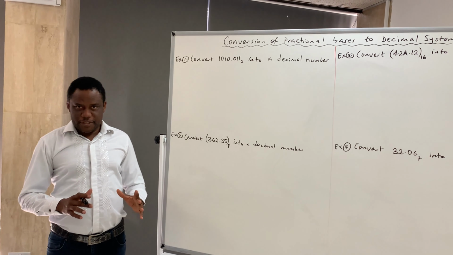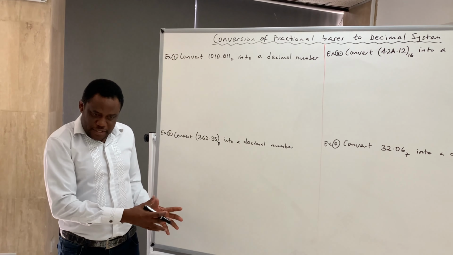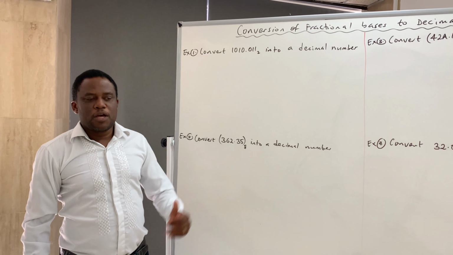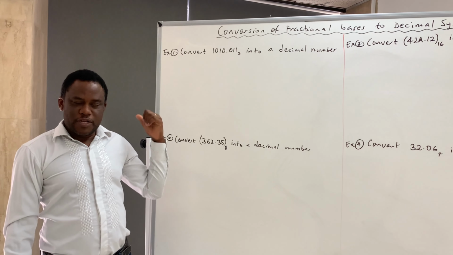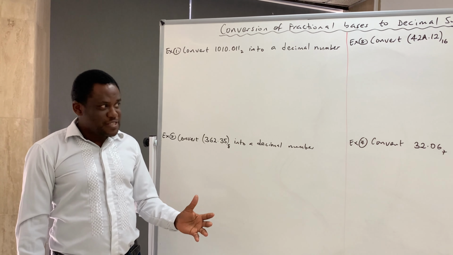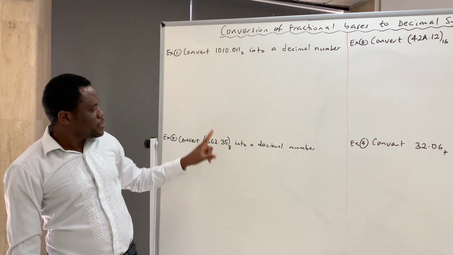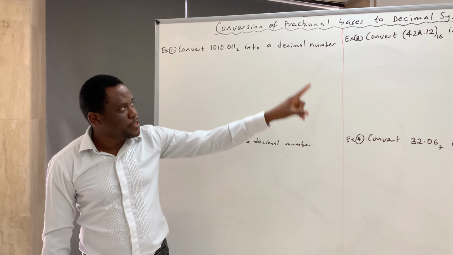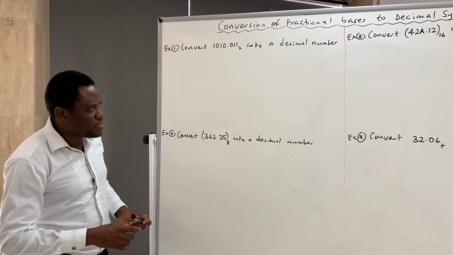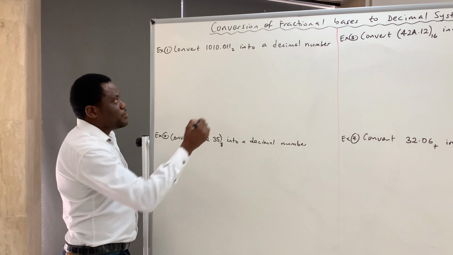How to convert fractional bases to decimal. What we just finished in the last video was whole numbers, right? But now we have a decimal point in between the numbers. The same procedure, but a little different. How does it work? Let's see.